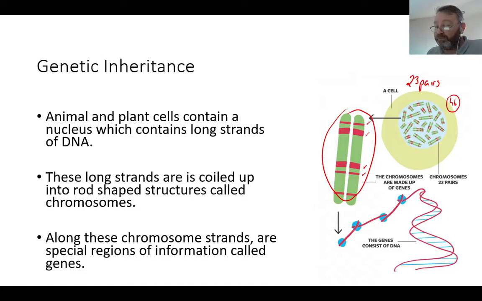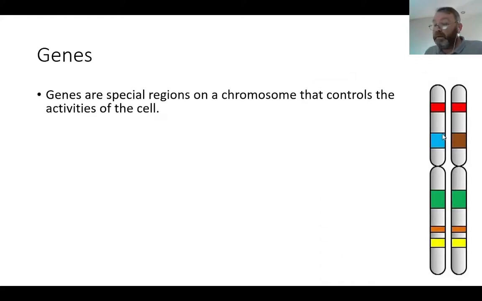Along these chromosomes are special regions of information called genes. Now that's the word I want to focus on today. Genes are special regions on a chromosome that control the activity of the cell. So I've just taken two chromosomes here, all right? And this one here could be from the mother, and this one here could be from the father. But that's why they pair off. So this one would have come from the mother cell's gamete, and this one would have come from the father's gamete. And when the two gametes fuse, the chromosomes all find their corresponding pair and they pair off, okay, in the new individual.